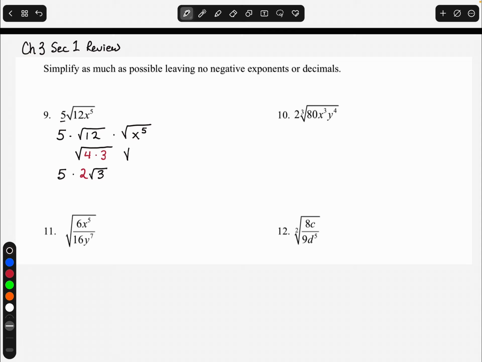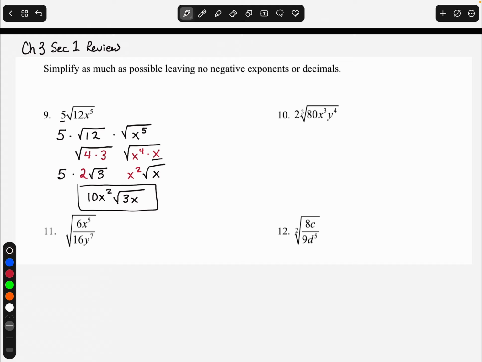And then my x to the 5th will break down into x to the 4th times an x. When we take the square root of x to the 4th, we'll get x squared, and this x will stay inside. Then we're going to put together everything on the outside and everything on the inside. So 5 times 2 times x squared would be 10x squared. And then the square root of 3 times the square root of x would be the square root of 3x. That is your answer for number 9.